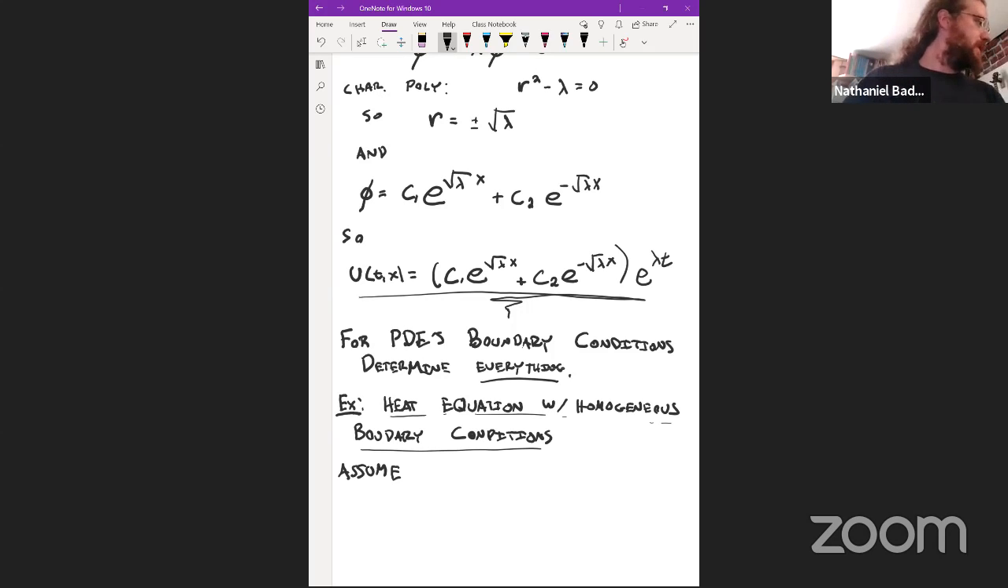But okay, so assume that we have homogeneous boundary conditions. So assume that functions u of 0, t equals u of L, t equals 0. So that means the temperature is 0 along some strip.